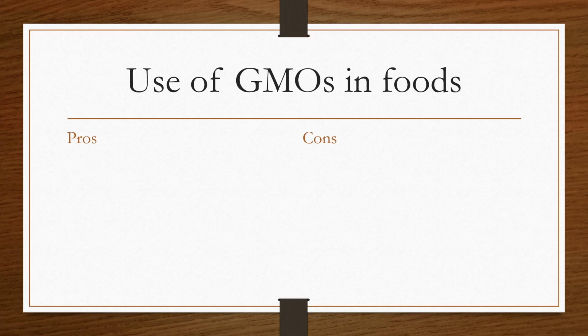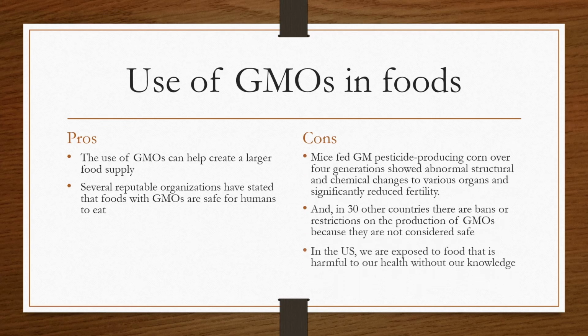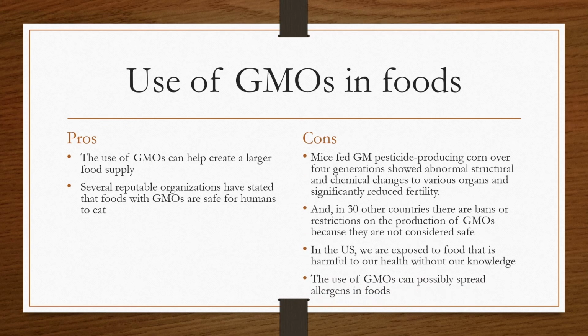So taking a look at our pro-con chart, one pro that you may have listed from the timeline is that the use of GMOs can help create a larger food supply. Or you may have listed that several reputable organizations have stated that foods with GMOs are safe for humans to eat. On our con side, we had 3 already listed. You might have added to that the use of GMOs can possibly spread allergens in foods. And you may, of course, have additional or alternative information on your own chart.